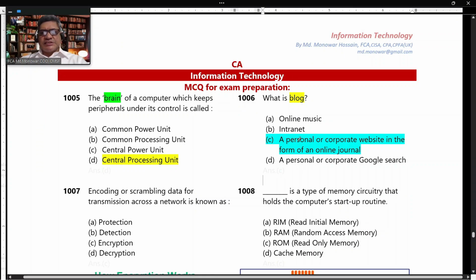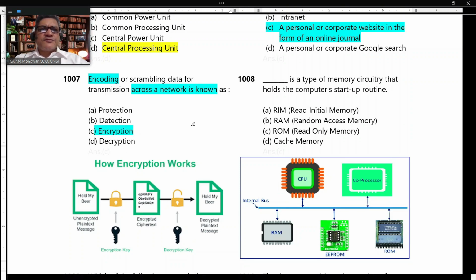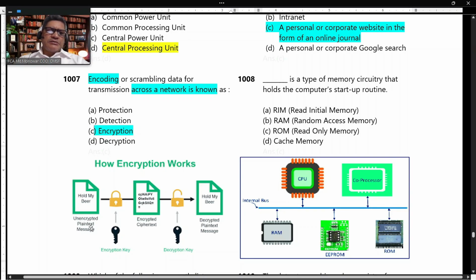Your answer is C. Encoding data for transmission across a network is known as encryption. We know that after the data is encrypted, it is sent through a medium, then through the decryption key it is decoded and received by the receiver. So encoding data for transmission across a network is known as encryption.